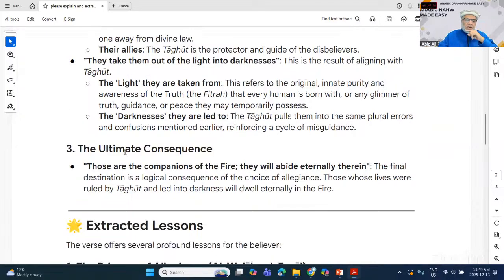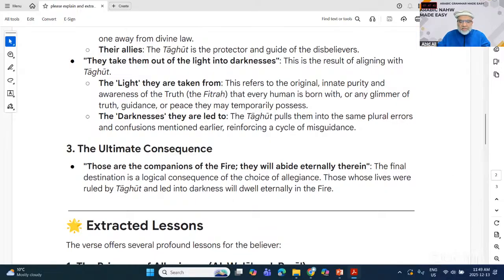The ultimate consequence: what will happen to these people? Those are the companions of the fire. May Allah protect us from that. Amen. And they will abide eternally therein. The final destination is a logical consequence of the choice of allegiance. Allegiance is who they belong to. Those whose lives were ruled by Taghut and led into darkness will dwell eternally in the fire.